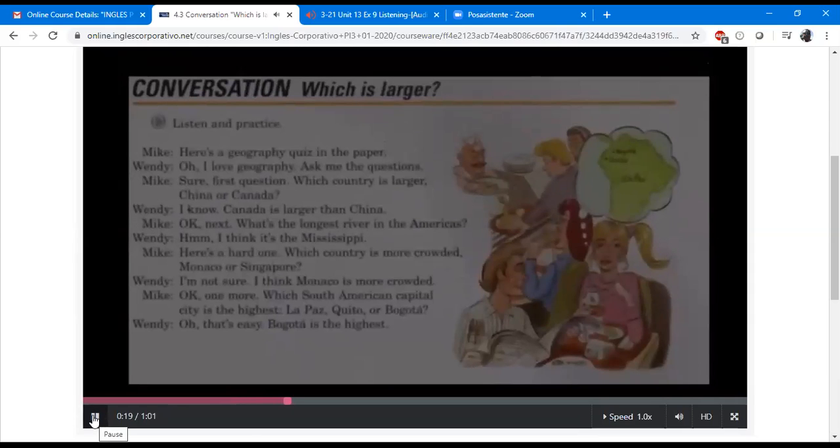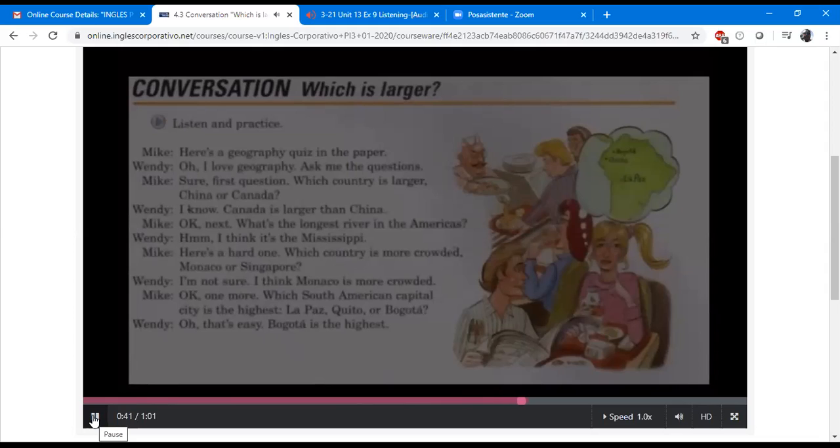Here's a geography quiz in the paper. Oh, I love geography. Ask me the questions. Sure, first question. Which country is larger, China or Canada? I know. Canada is larger than China. Okay, next. What's the longest river in the Americas? I think it's the Mississippi.